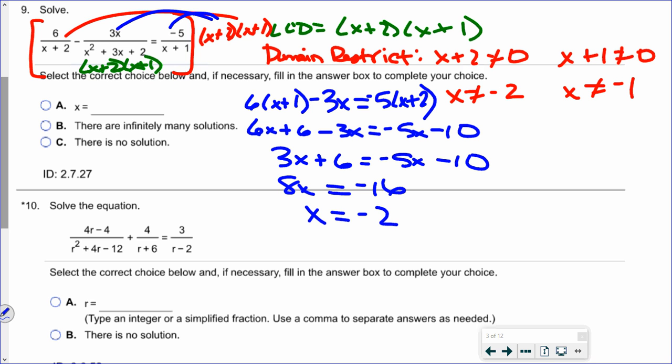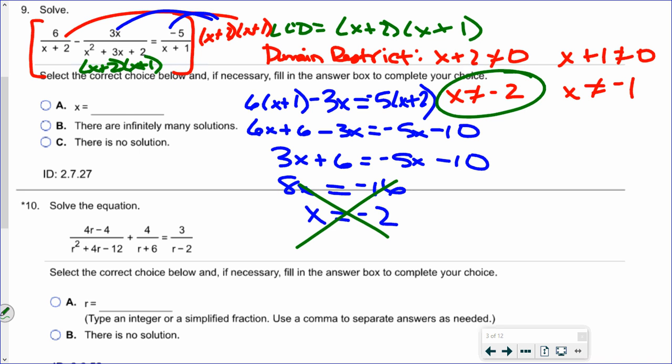So what does that tell me? Is that legal? No, it's not legal. So what do we have to do? Tell me. What do we have to do? What's my answer? No solution. Why is there no solution?